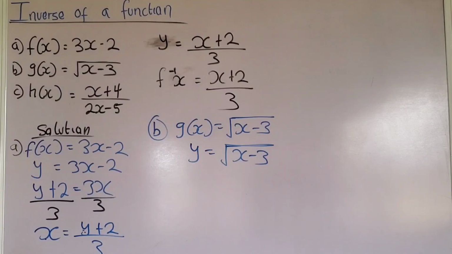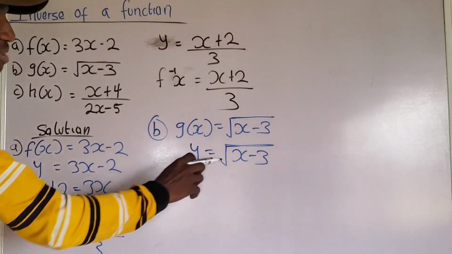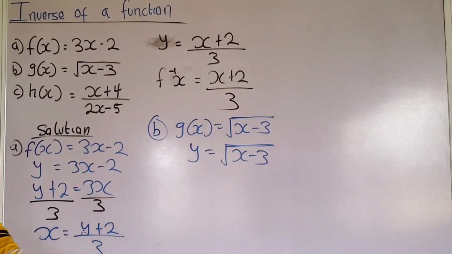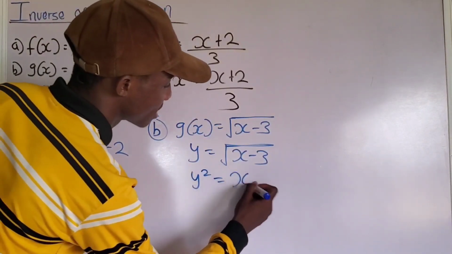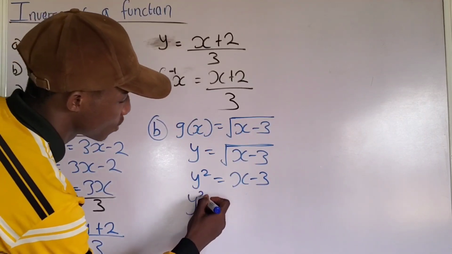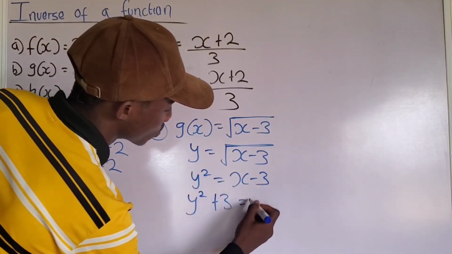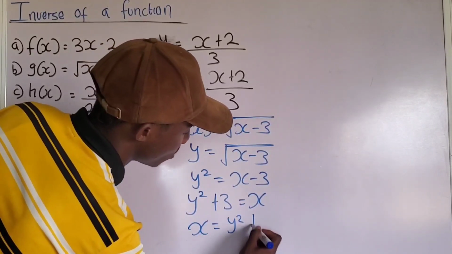Now, the next step is that you have to make x the subject of the relation. And to make x the subject of the relation, you have to eliminate this square root. So, if you want to eliminate this square root, what are you going to do? Take the square of both sides. So, I'm going to have y squared is equal to x minus 3. Hence, I'm going to have y squared plus 3 is equal to x. So, x is equal to y squared plus 3.